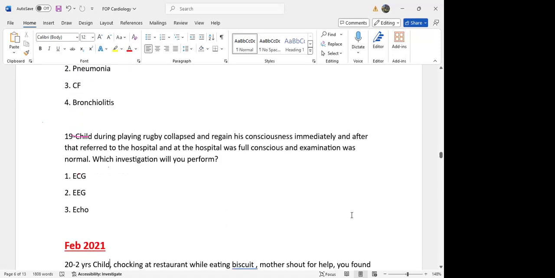A child collapsed during playing rugby. Now see the important word, collapsed.